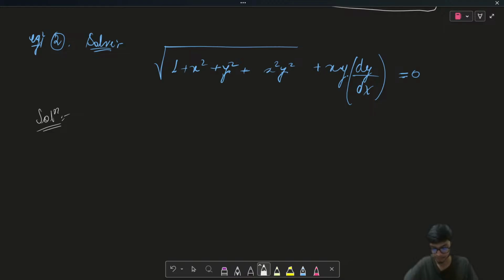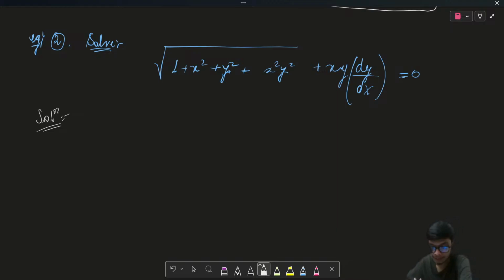Any ideas? Any suggestions? How can we solve this question? Anyone? Anyone having any suggestion how we can solve this question?